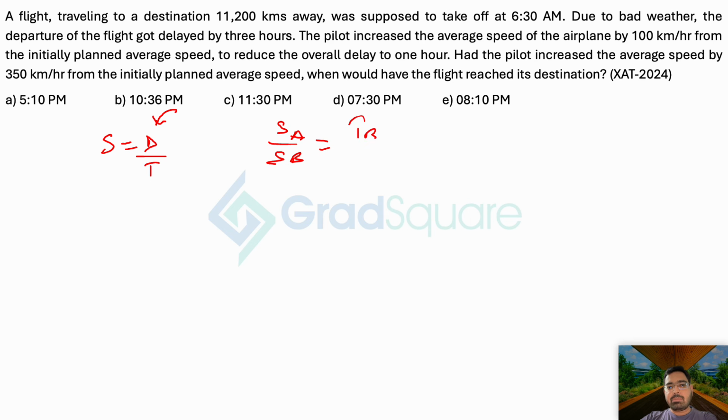So it will become TB divided by TA, right? So SA by SB will be TB by TA. The speed that you are keeping in the numerator, the corresponding time you should be keeping in the denominator, and vice versa: the speed which you are keeping in the denominator, the time corresponding to that should come in the numerator, right? So with the help of this example, we will try to solve this particular question.